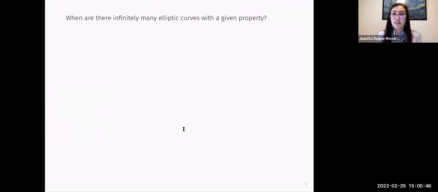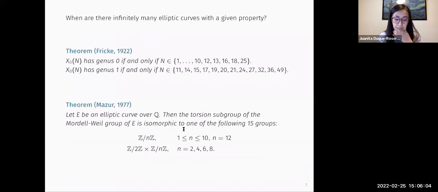And we know that for a curve to have infinitely many rational points, the genus has to be 0 or 1, right? So maybe studying the modular curves that have genus 0 and 1 is very important. And that was done by Fricke in 1922.